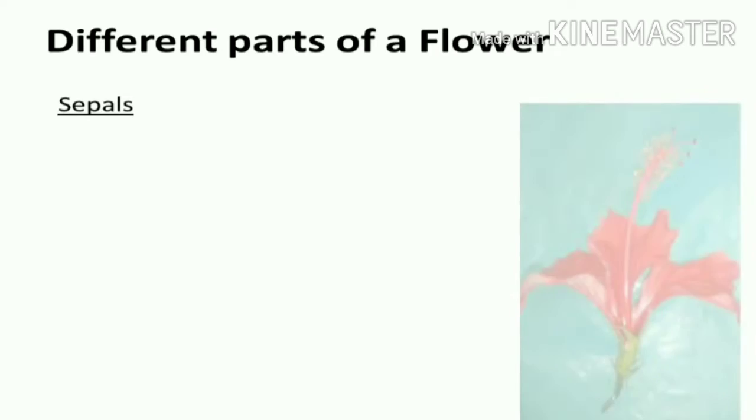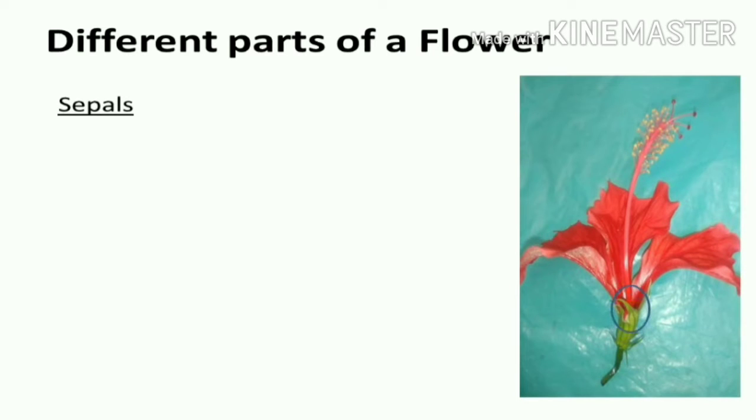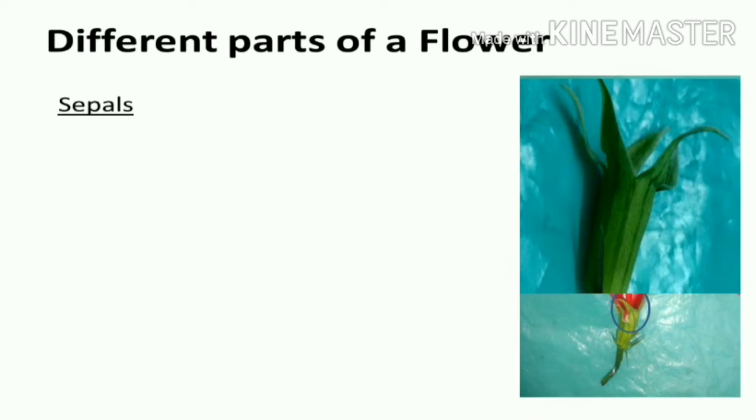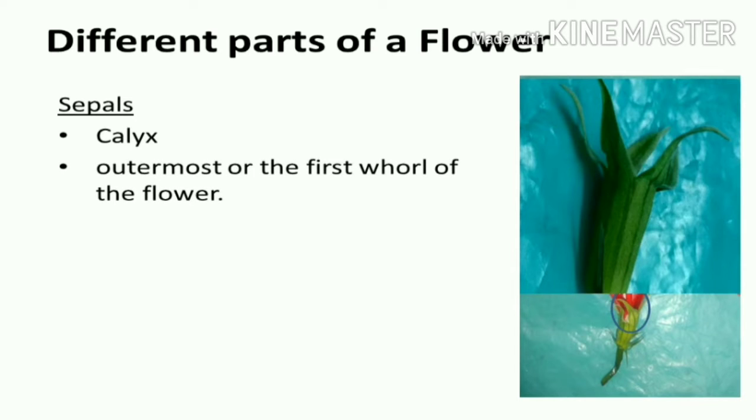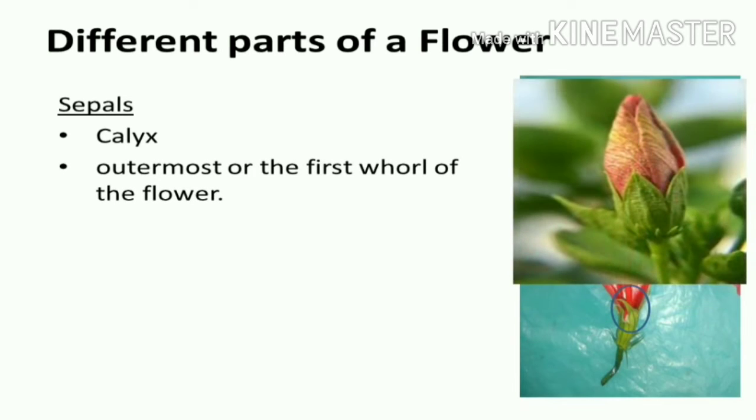Sepals. Sepals are the green, tiny, leaf-like part in a flower. Sepals are also called calyx and it forms the outermost or the first whorl of the flower. What are the functions of sepal? The main function of sepal is to create a bud around the emerging flower and to protect the flower as it grows and prevent it from drying out.